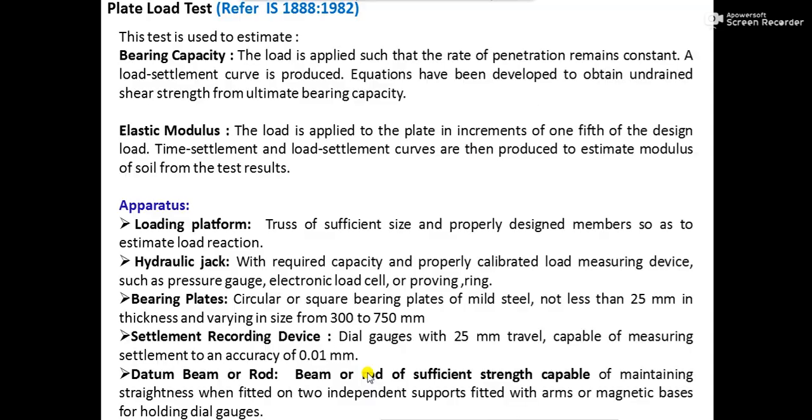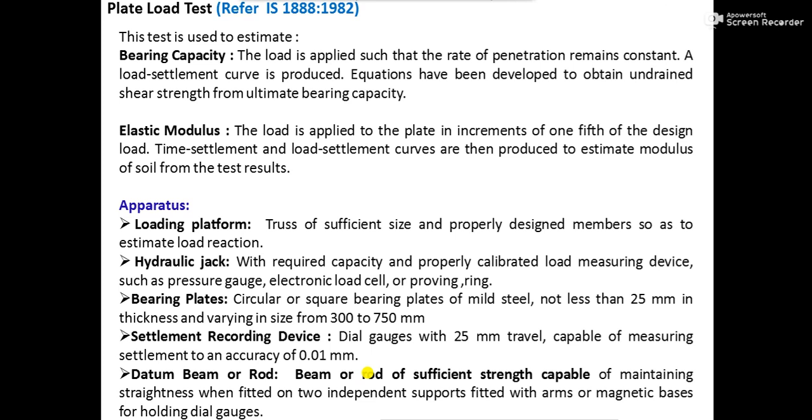This is your test plate just at the bottom level of the ground, whatever plate you are placing, that is your bearing plate. The bearing plate may be circular or square, of mild steel. It should be prepared of mild steel, and the thickness of the bearing plate, you must remember, should not be less than 25 millimeter, and the size of the bearing plate may vary from 300 to 750 millimeter. That means it may be 300 millimeter diameter to 750 millimeter diameter, or 300 by 300 square or 750 by 750 square.